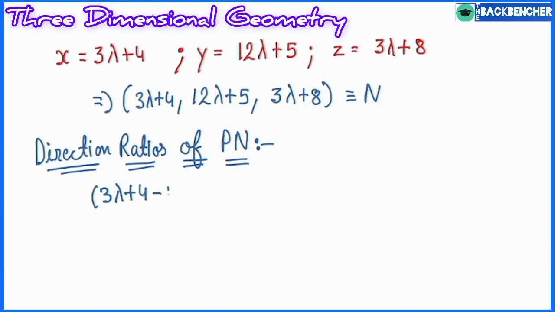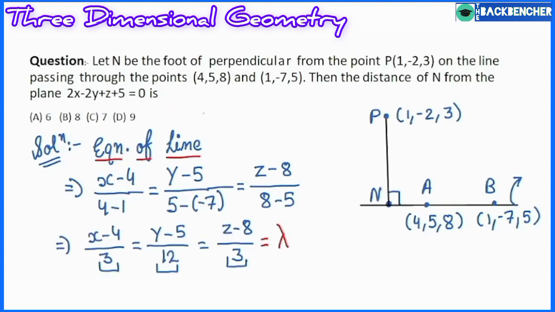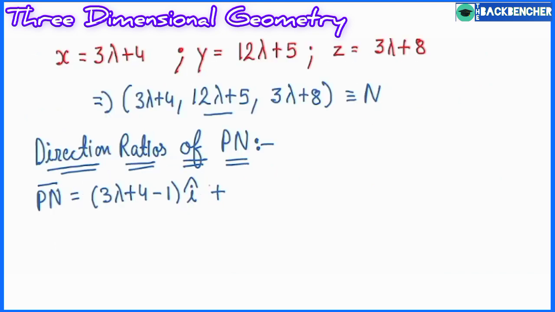Am I right? We are writing the direction ratio. The direction ratio would be written in vector form. So that is PN: (3 lambda plus 4 minus 1) i cap. Now similarly do the y coordinate for the j cap. That would become plus (12 lambda plus 5), and what is the y coordinate of P? That is minus 2. So minus minus is plus. So I am directly writing it here: 12 lambda plus 5 plus 2, and that is our j cap.